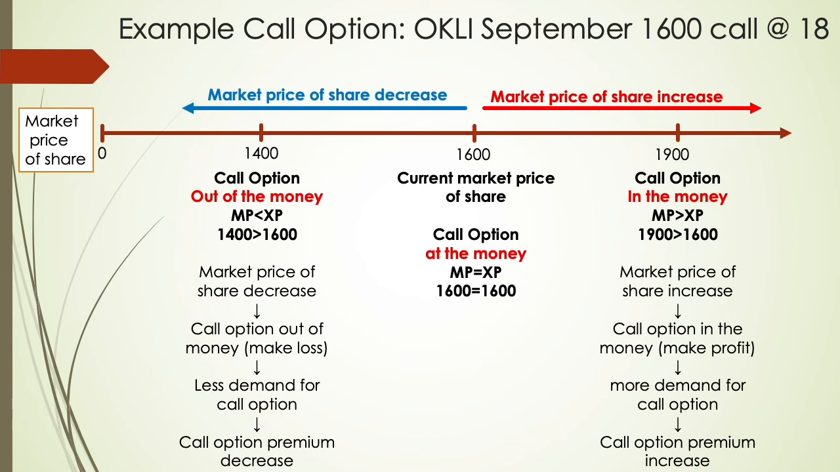Okay. Let's say the market price of share increases to 1,900. If the market price of share increases to 1,900, the call option is in the money. In the money means a call option makes profit. So the market price of share increases, the call option is in the money, which means it makes profit. So investors will buy the call option. That means more demand for the call option in the market. When demand increases, the call option premium or call option price also increases.